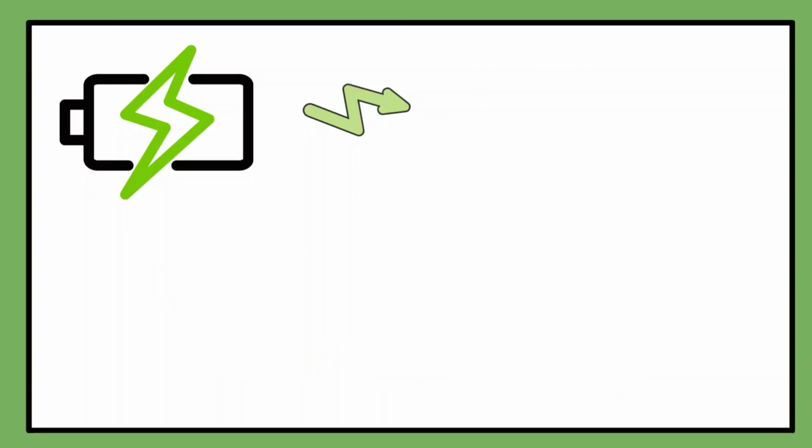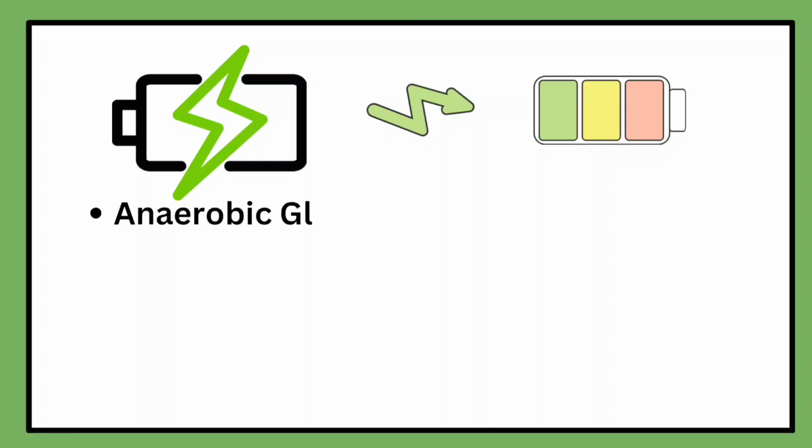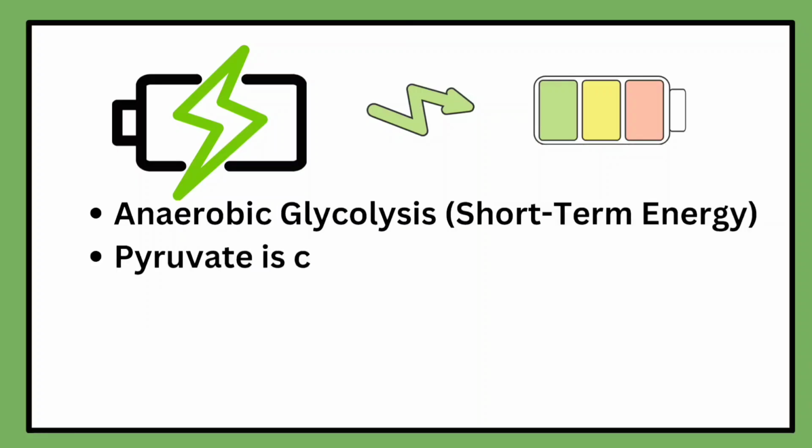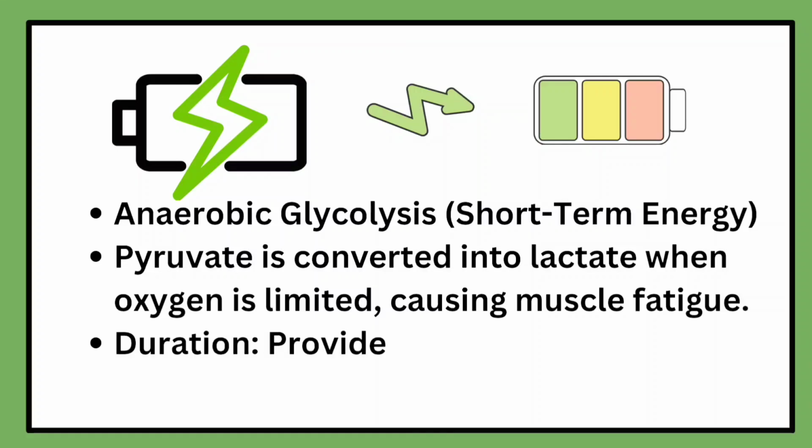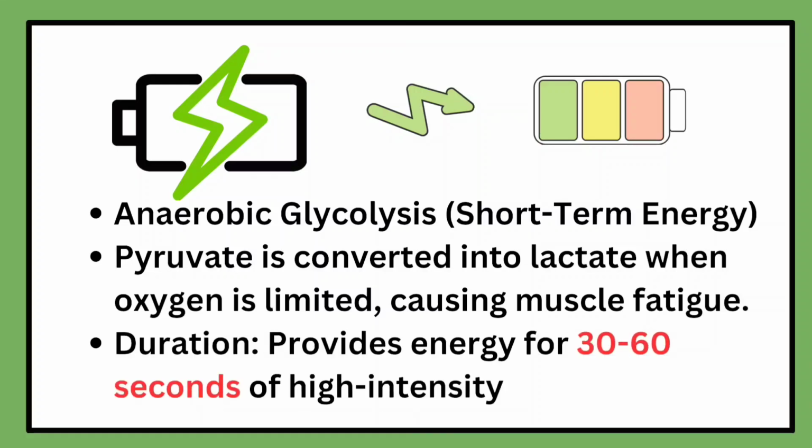And this utilizes the Cori cycle, anaerobic glycolysis pathway. Anaerobic glycolysis provides short-term energy. Pyruvate is converted into lactate. Hence, oxygen is limited. When oxygen is limited, it causes muscle fatigue. The duration: it provides energy for 30 to 60 seconds of high intensity activities.